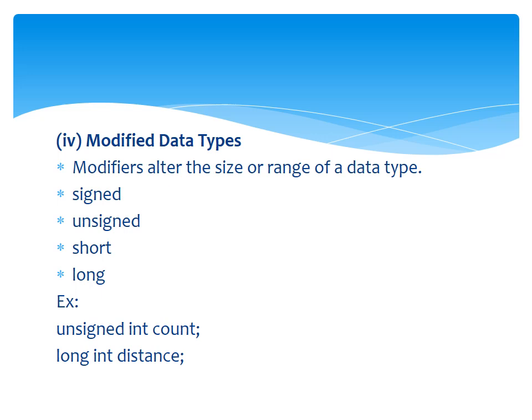Then modifier data types. Modifiers alter the size or range of a data type. You can see something called signed, unsigned, short, and long. When it is unsigned int count, the variable count is declared with type int, and it is declared as unsigned. If you mention signed, the range may change. Similarly, distance is declared as int, with the modifier long int.